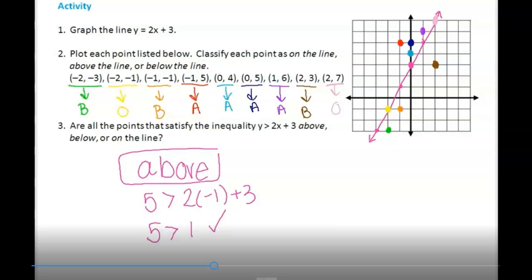The points above the line are going to be included in the inequality, which is a lead-in to what we are looking at today. So points above a line for an inequality that is greater than will make them true. You could pick any of the points listed as A or any of the points from above the line, and if you plug them into the inequality y greater than 2x plus 3, they would be true.